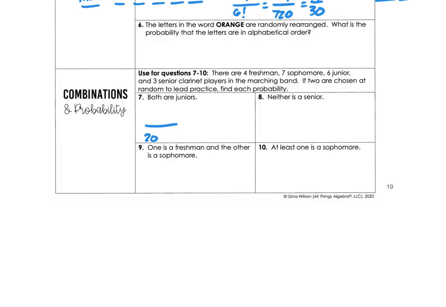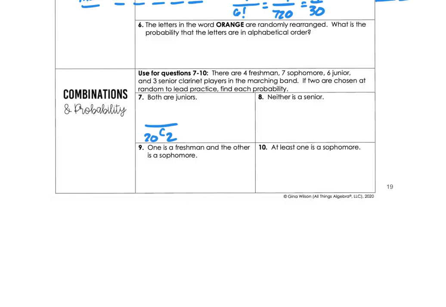Now, do I want to use a C or a P here? Just a C. Yeah, because we're just randomly choosing 2 players, right? We're not saying we're going to put them in order, or they're going to play in this order or something like that. We're just saying, I'm going to choose you 2, and you're going to lead the band.